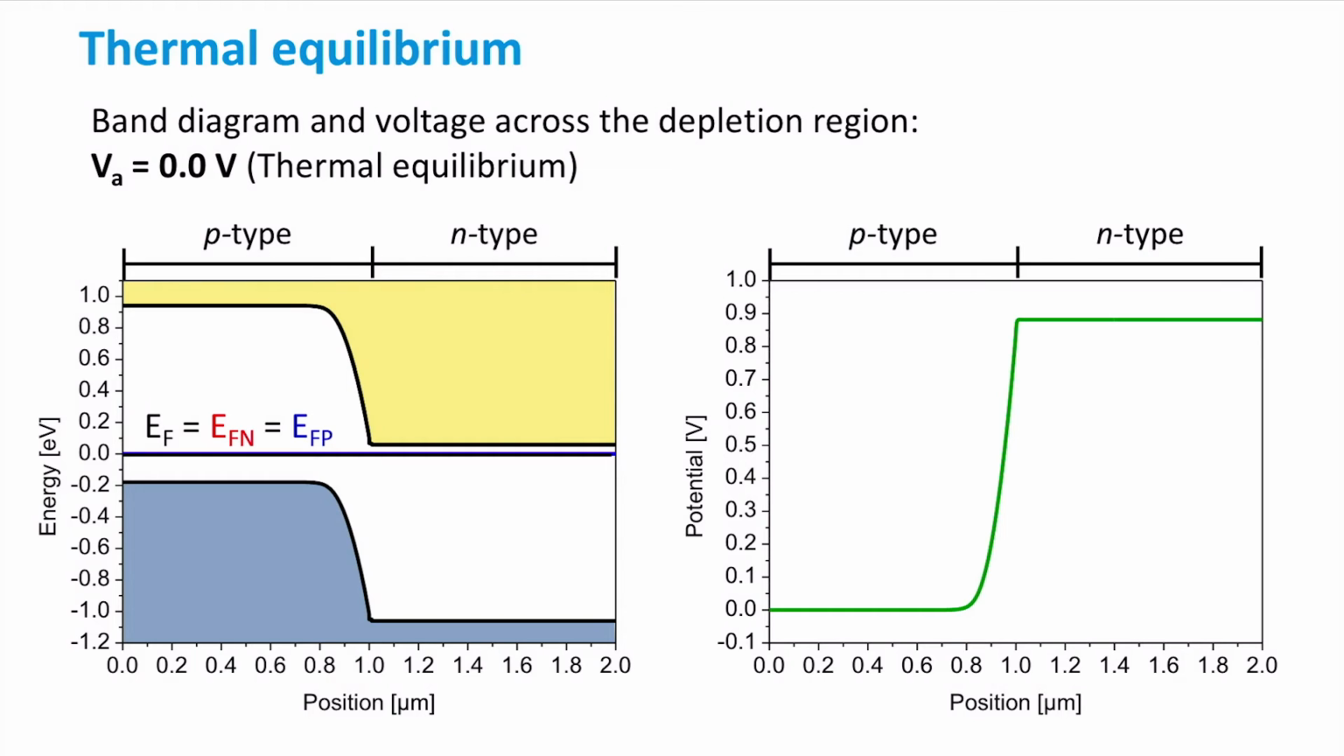In this slide, we see the band diagram and electrostatic potential of a p-n junction diode at thermal equilibrium. We see only one Fermi level across the whole p-n junction, and the built-in voltage across the depletion region is such that the potential at the p-type region is negative with respect to the n-type region. In the simulated p-n junction diode, the built-in voltage is 0.9 volts. Let's apply a reverse bias of 0.1 volts.